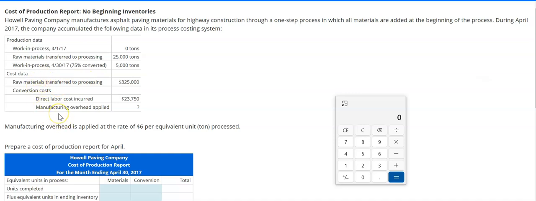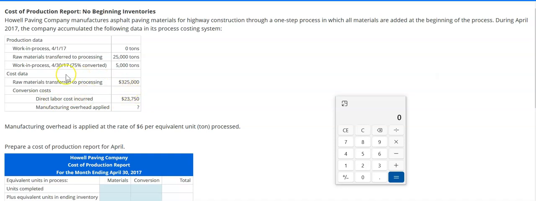So let's slow down for just a moment. I want to come back up here to this area right here. It says that raw materials transferred to processing and then work in process at the end of the month, 75% converted. When we're dealing with a cost of production report in process costing, we have to separate our costs into materials costs and then what we call conversion costs. And conversion costs are direct labor and manufacturing overhead. And we have that information right here on the screen, and they've given us our direct labor cost incurred.